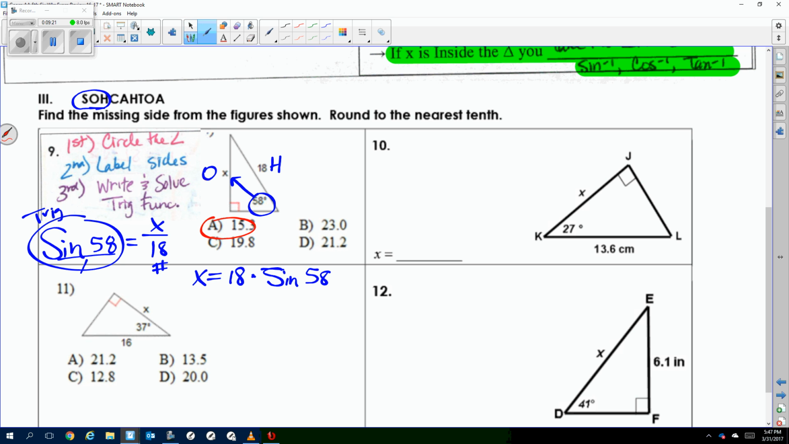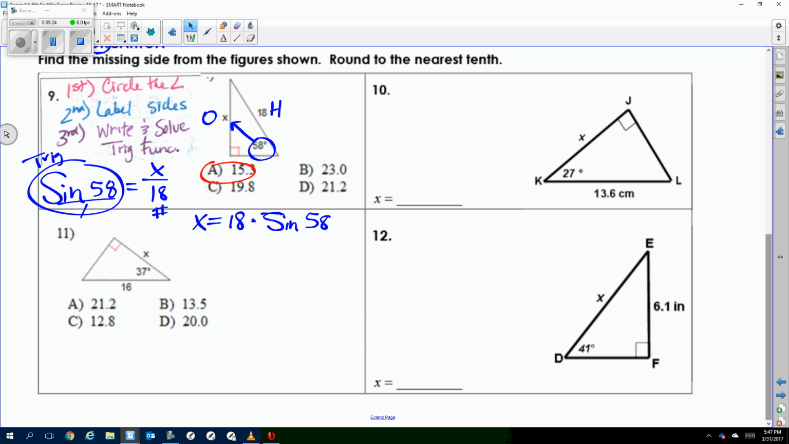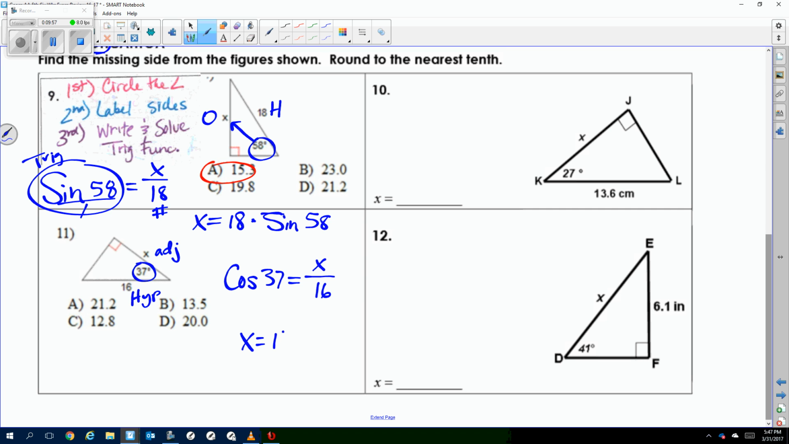All right, so let's try 11. Remember, I'm going to stay on the left side. You take care of the right side. So you can use this to help you with the right side. 37 is our angle. I'm hoping you realize x is the adjacent and 16 is the hypotenuse. So who deals with adjacent and hypotenuse? That is cosine. So we do cosine of 37 equals adjacent over hypotenuse. We're doing the A over H. So that is x over 16. Again, x is on top. So what do we do? Exactly, multiply. So that is 16 times the cosine of 37.